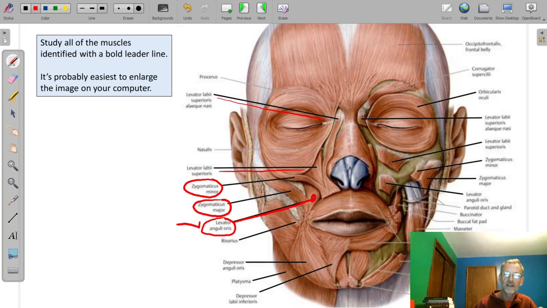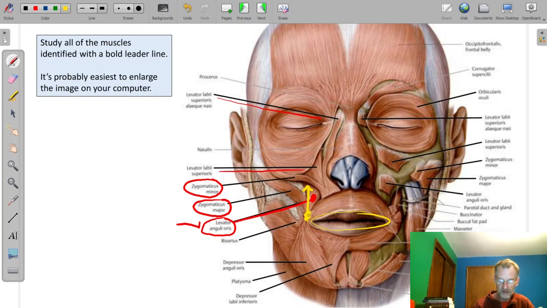So I tried to key in on the name indicating function, location. So this is Levator. So what does Levator mean? Well, it's going to elevate. Elevate, Levator. So it's going to pull the corners of the mouth upward. Okay? And Anguli Oris. So Oris is referring to the mouth. And here's the angle off of the edge. So Levator Anguli Oris.